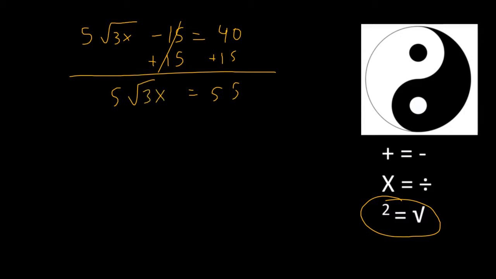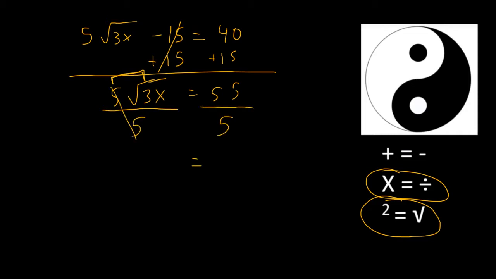From here, I think about what's happening between these two variables. Well, there's nothing in between them, so I have to assume it's multiplication. So the opposite of multiplication is going to be division. So divide by 5, divide by 5. And 55 divided by 5 is 11, square root of 3x.